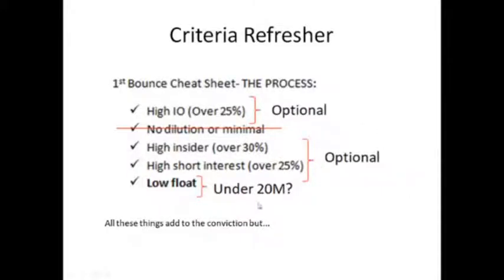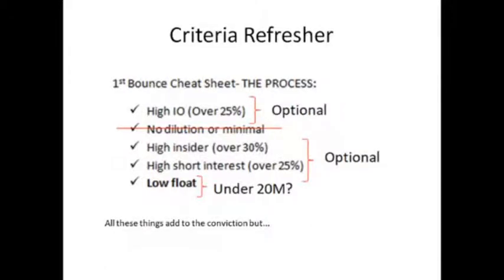All I really care about is the float. I want it under 20 mil, under 10 mil, under 5 mil. I just like a lower float. All this stuff just adds to the conviction. And maybe when you're going into a trade and you see that it has a 10 mil float, but it's got 40% institutional ownership, you can say to yourself, wow, this is something that I'd like to get into, rather than just being so rigid and only looking for this type of criteria. Look for the criteria, but don't treat it as a Bible.